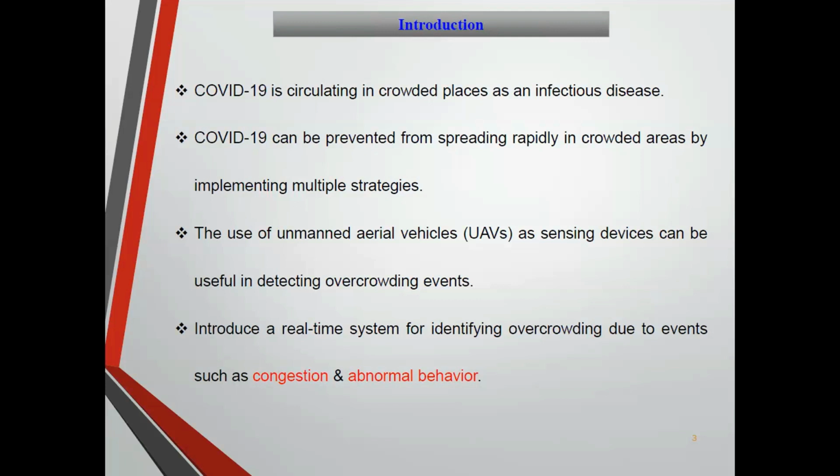So the use of unmanned aerial vehicles as a sensing device, because of that we are extracting the data, and that can be useful for detecting the overcrowding events. So here we introduce a real-time system for detecting events such as congestion and abnormal behavior. So that's why this is a classified area.